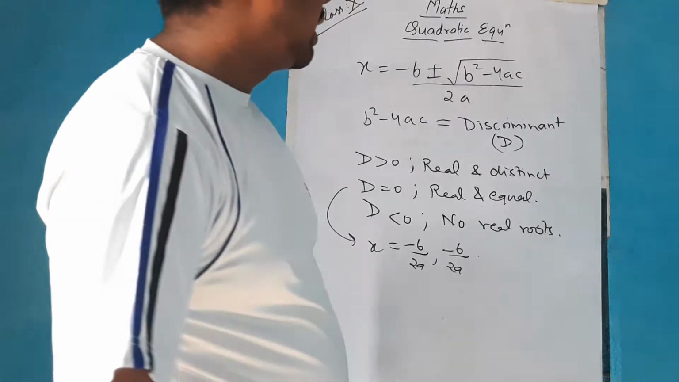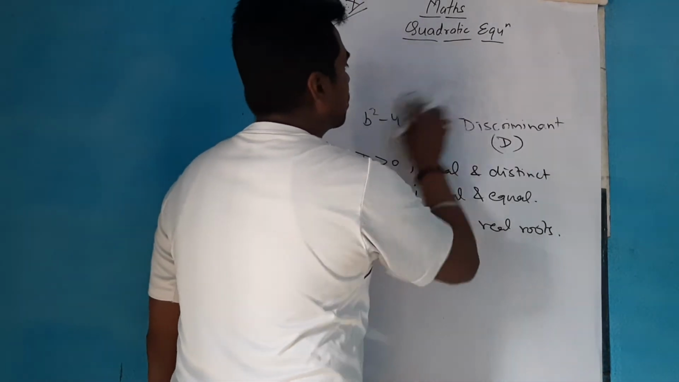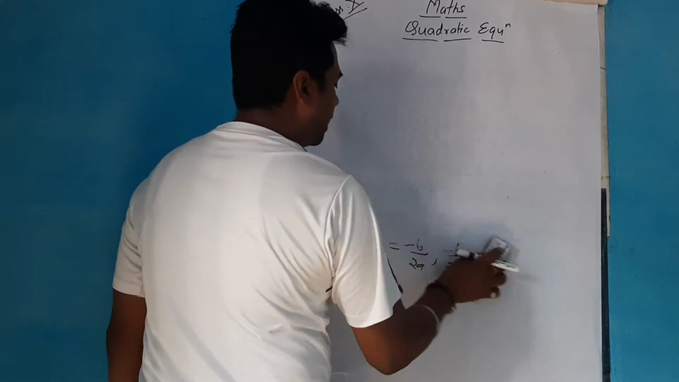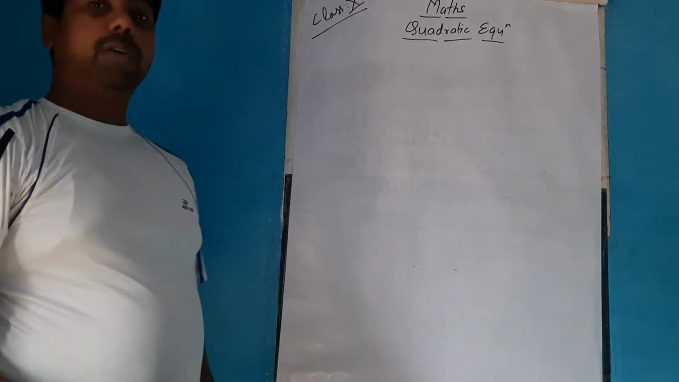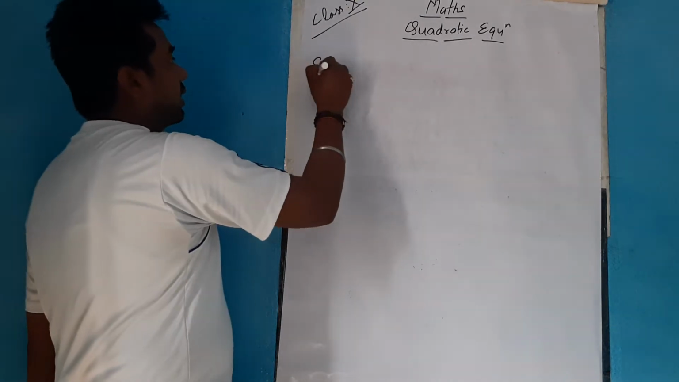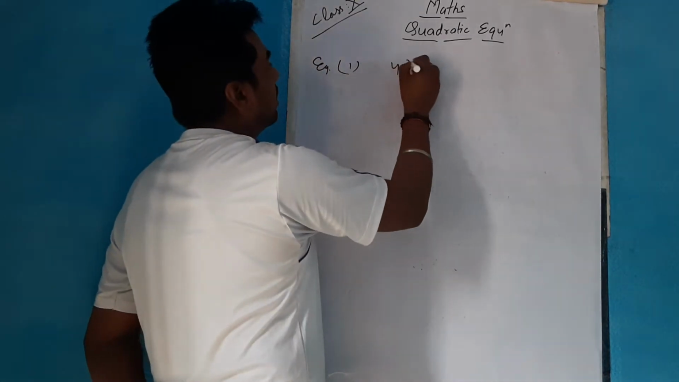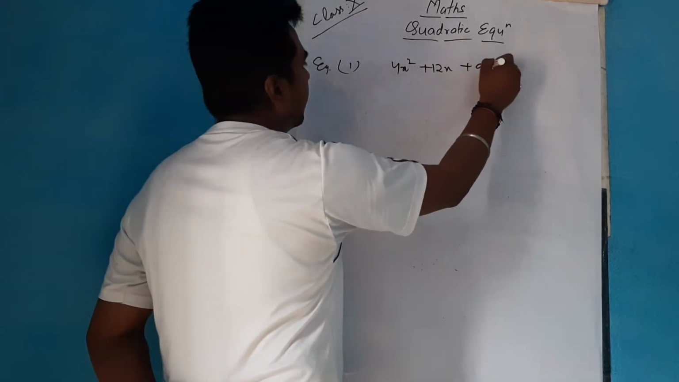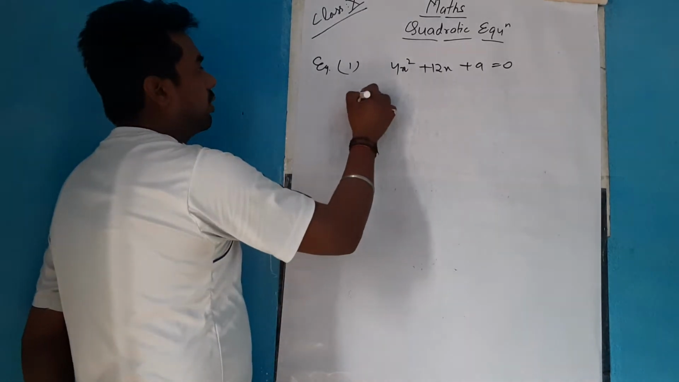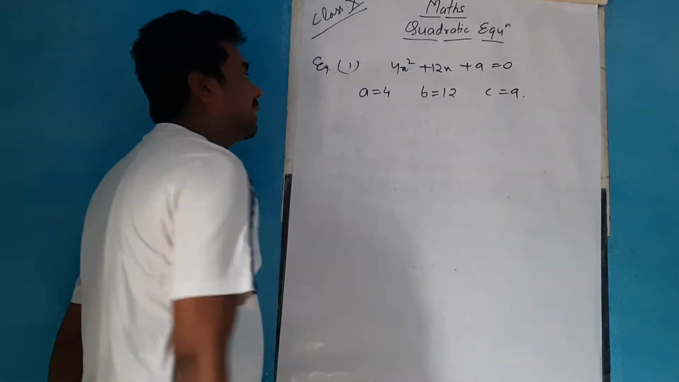On the same basis, I am going to solve a few questions so that it is clear how you are going to proceed with the exercise. First of all, you need to learn the formula. If you learn the formula, it will be easier for you to proceed with the exercise. Take example number 1: 4x square plus 12x plus 9 equals 0. From the given equation, first get the values of a, b and c. a is 4, b is 12, c is 9.